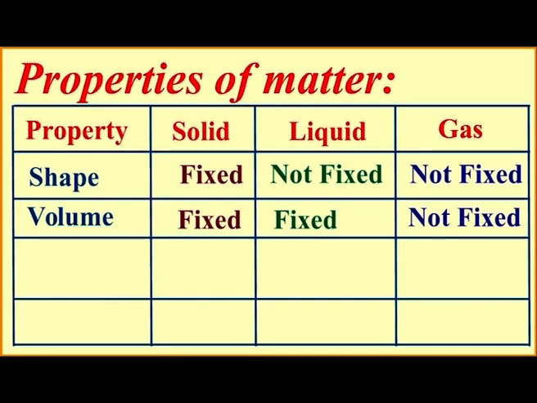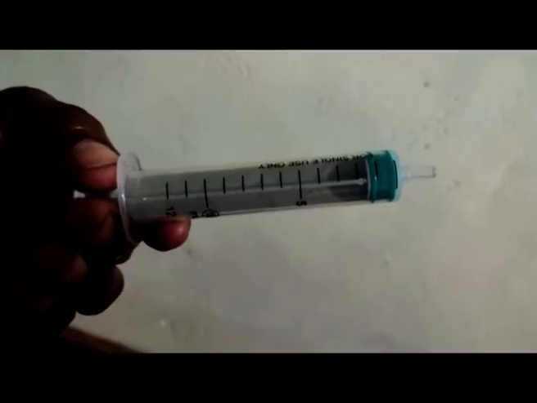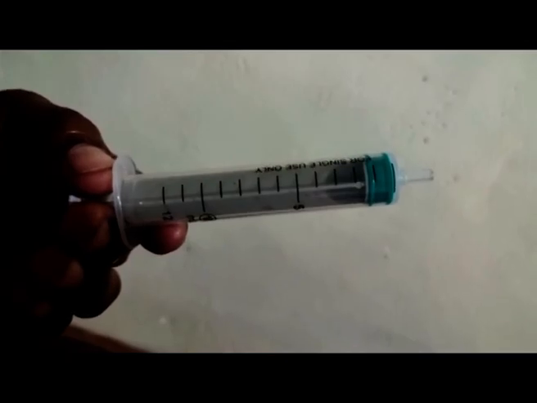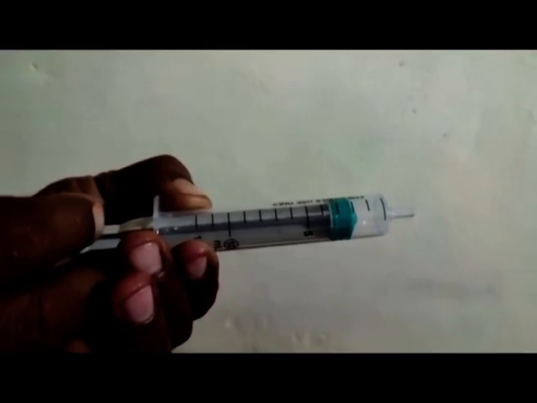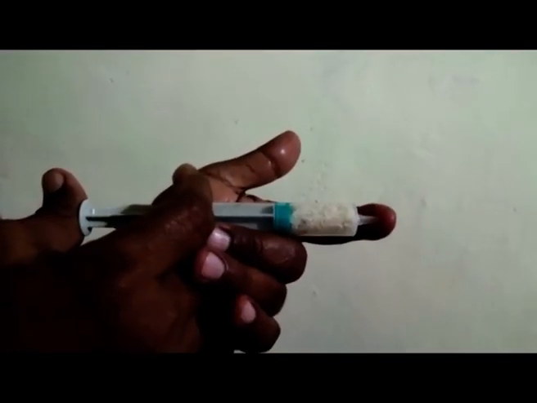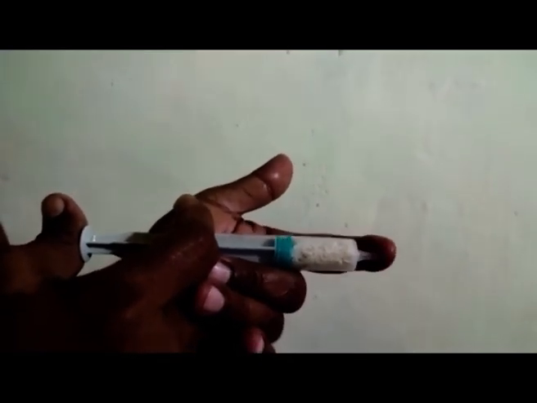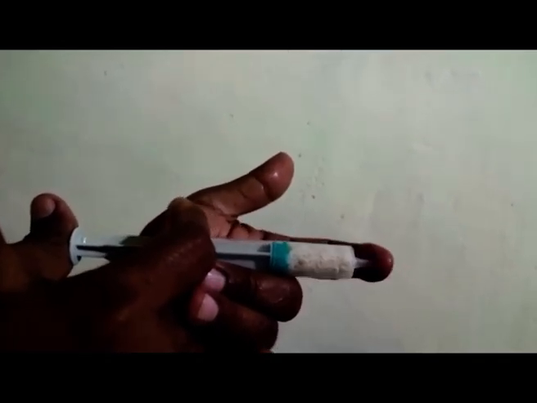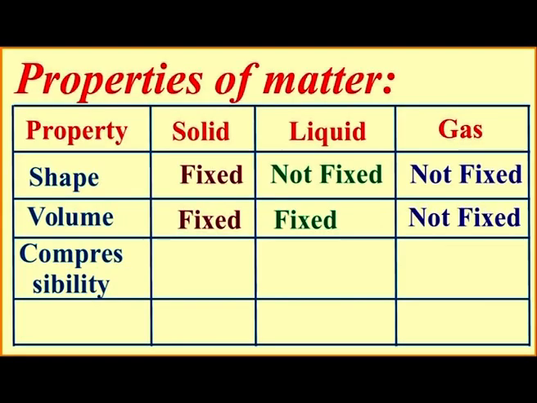Now let us discuss about compressibility. What is this, my dear children? Yes, this is a syringe. Pull the piston of the syringe out and take some rice inside the syringe. Then try to push the piston inside. Is the piston moving? No. That means solids do not have compressibility.